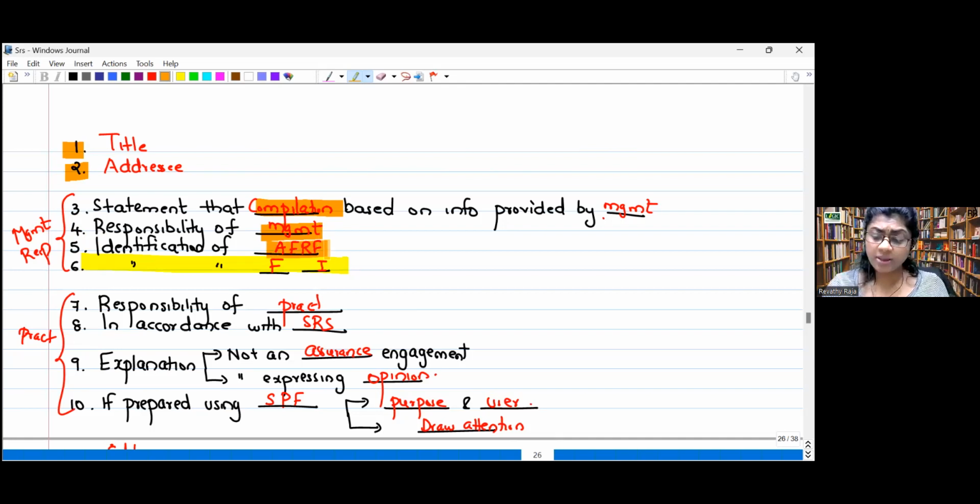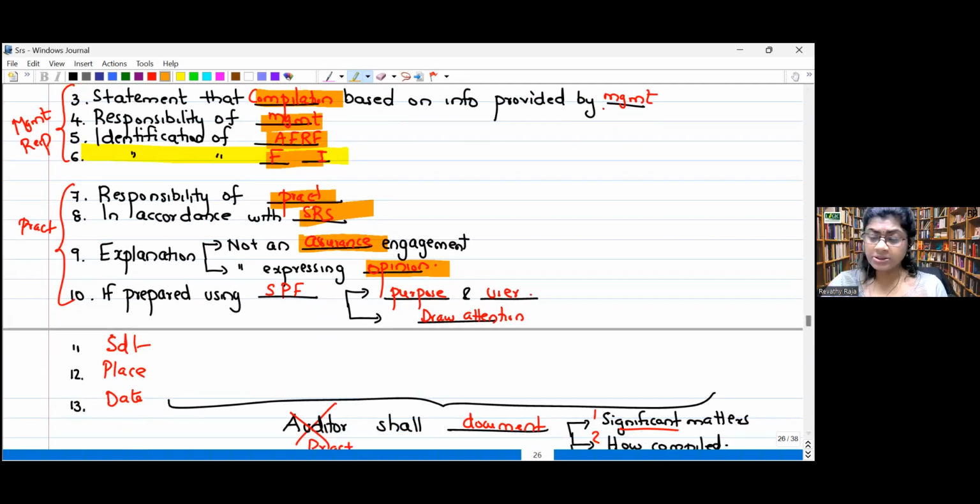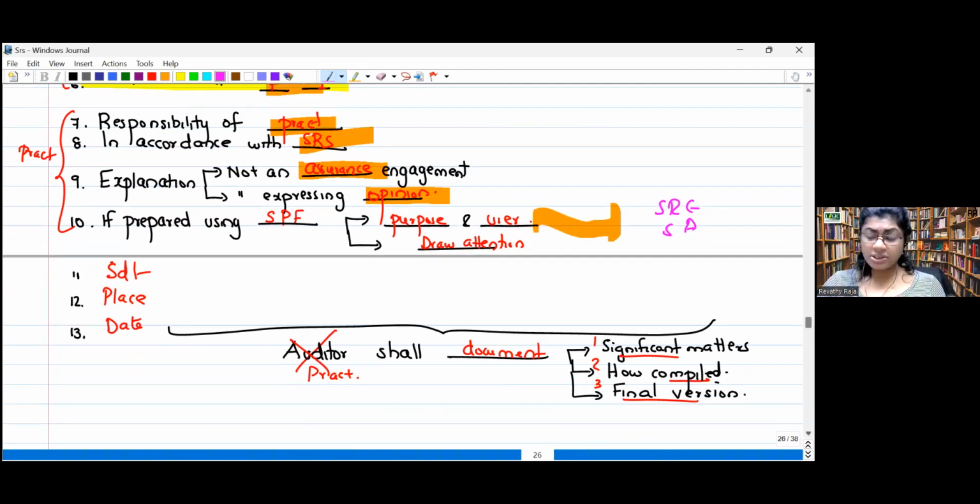Responsibility of management: they have to identify AFRF and financials. Our responsibility is only to give the report as per SRS without giving any assurance. If it is a specific purpose, you have to draw attention. But in some other standards, the same two things we have studied, some other two standards. One is in SRE, second in SA 800 series. Then you put your signature, place, date, document.